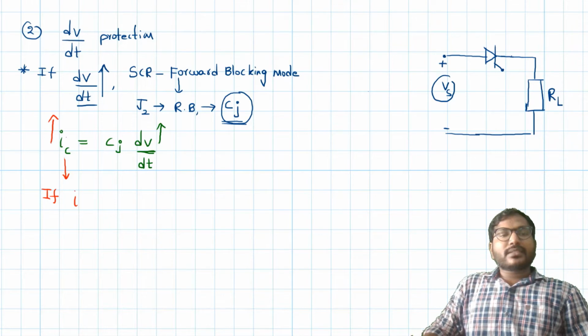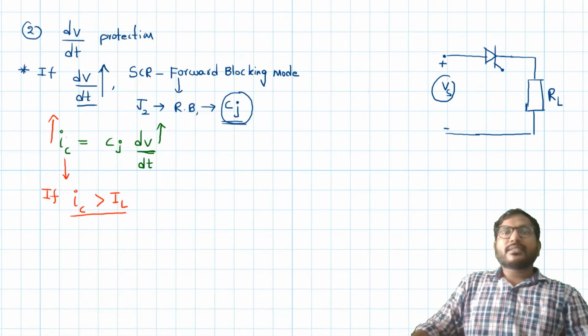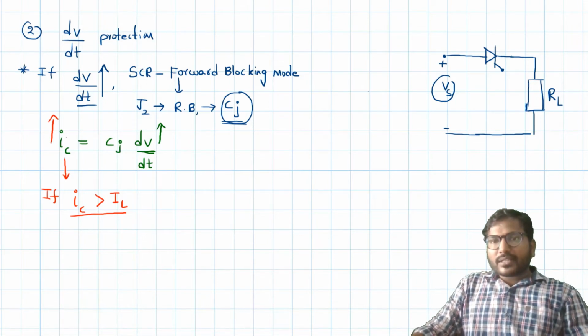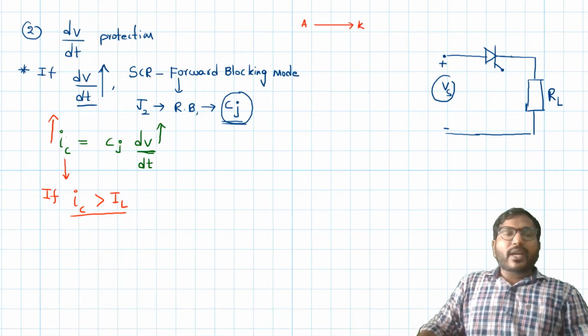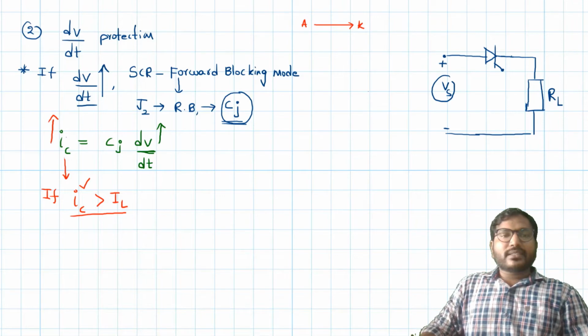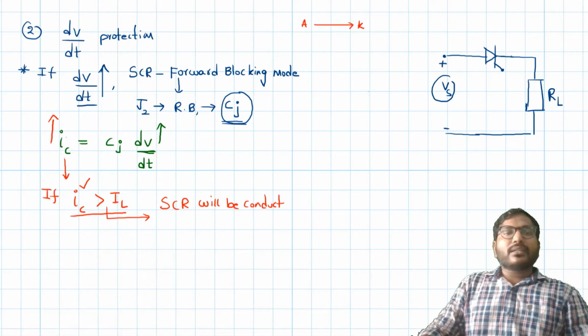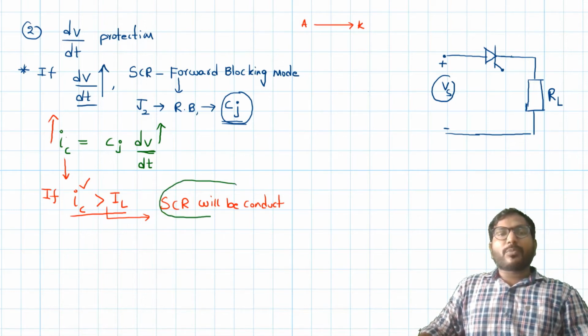If Ic is more than the latching current, this is the first step to conduct the SCR. If the anode current Ic is passing from anode to cathode, it acts as anode current. If Ic is more than IL, that is the latching current, the SCR will conduct. But this is not a desirable operation.